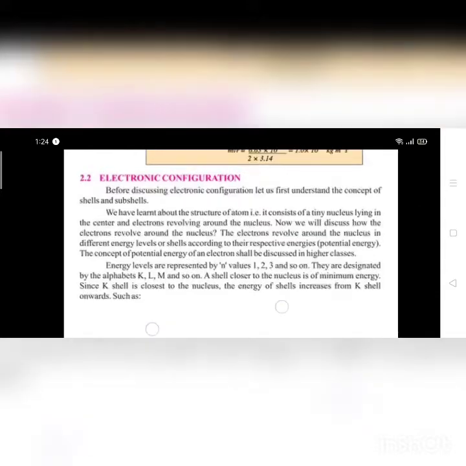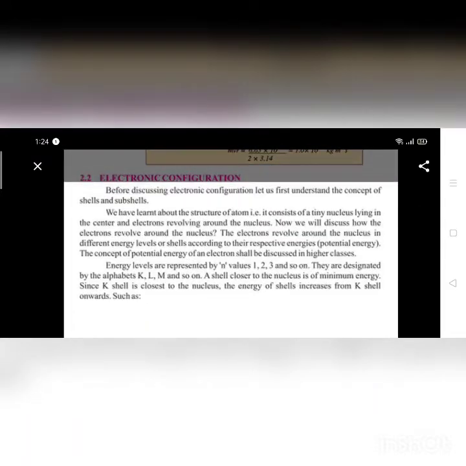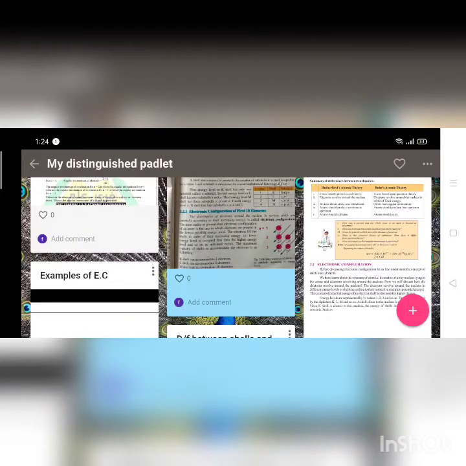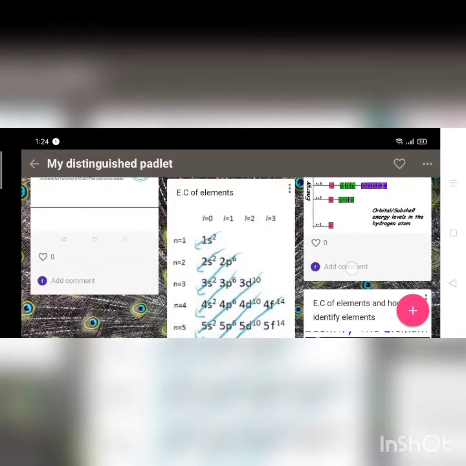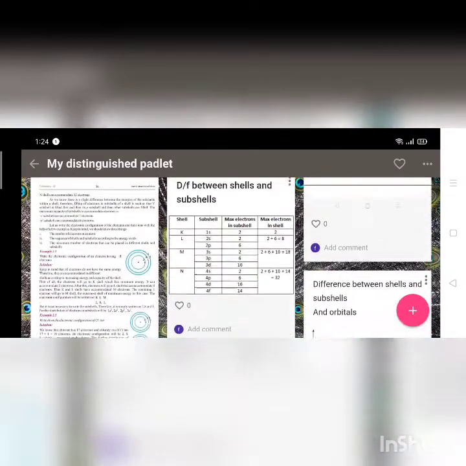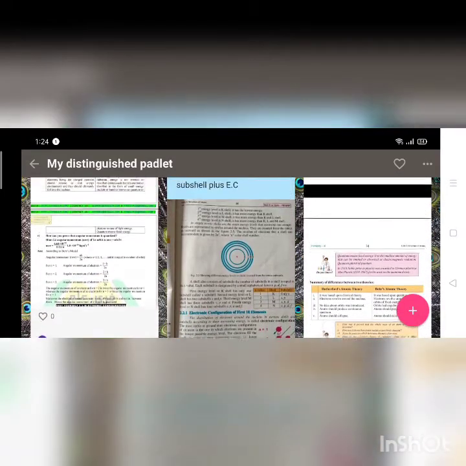Energy levels are represented by n values. We have already discussed n equals 1, which means the first energy level, and n equals 2, the second energy level, second orbit, and they have names K, L, M, and so on. Next we will discuss what electronic configuration is and what the difference is between shells and subshells. So you can see on the screen.